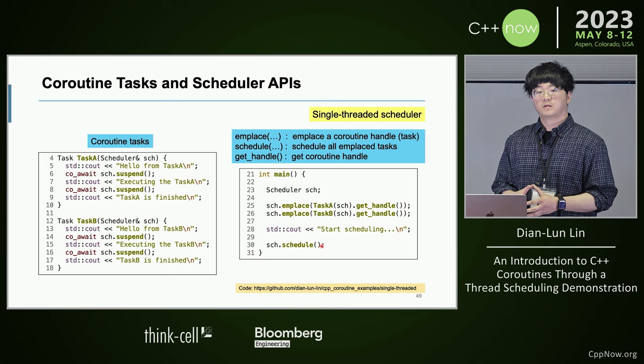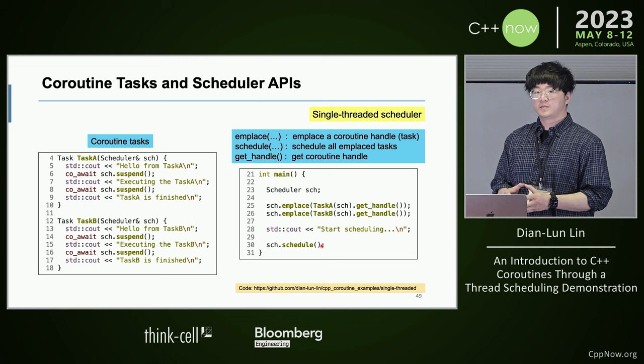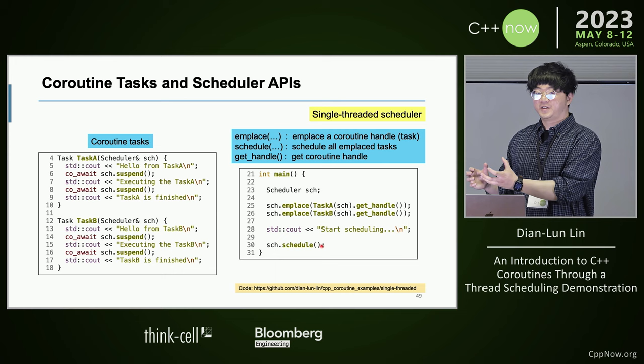Does the task object still remain somewhere? Where does it remain? Is it like a lifetime experiment? You can say it's just destroyed. So, okay. Only the coroutine and the promise remain.